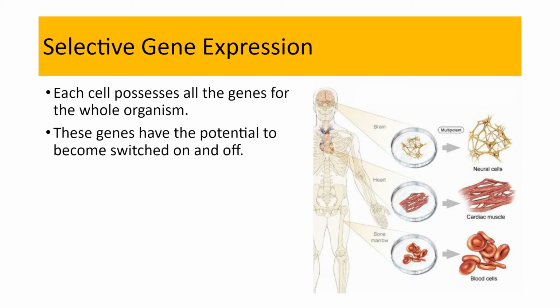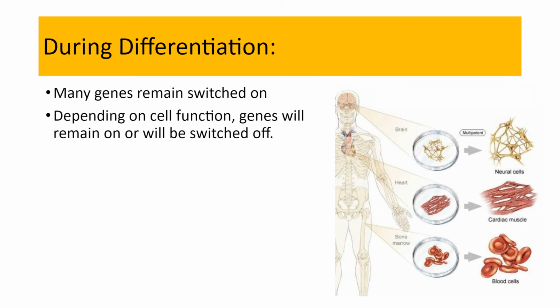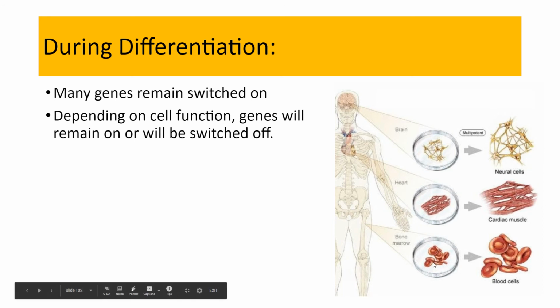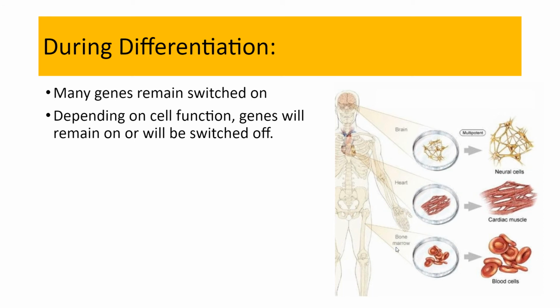its function is. So as it says here, many genes will remain switched on. Depending on cell function, genes will remain on or be switched off. So just what I was saying there. Certain genes would have to be switched on for a cell to become a red blood cell, but other ones would be switched off. And it's whatever combination of genes that are turned on and turned off that will then impact what type of cell that could become.